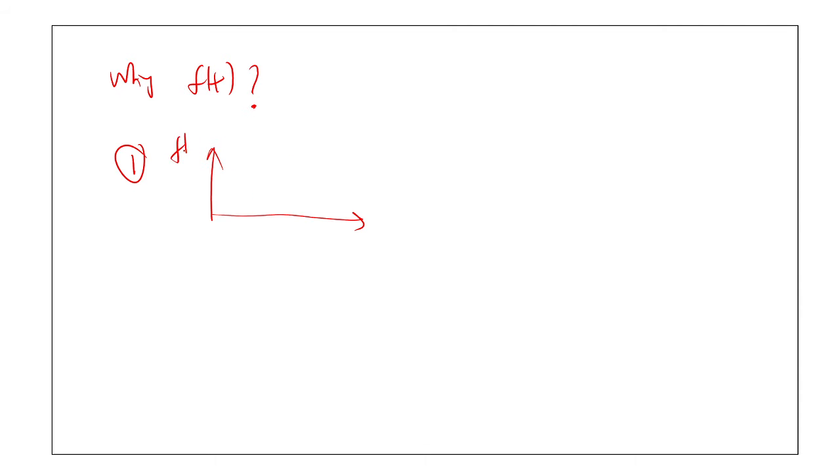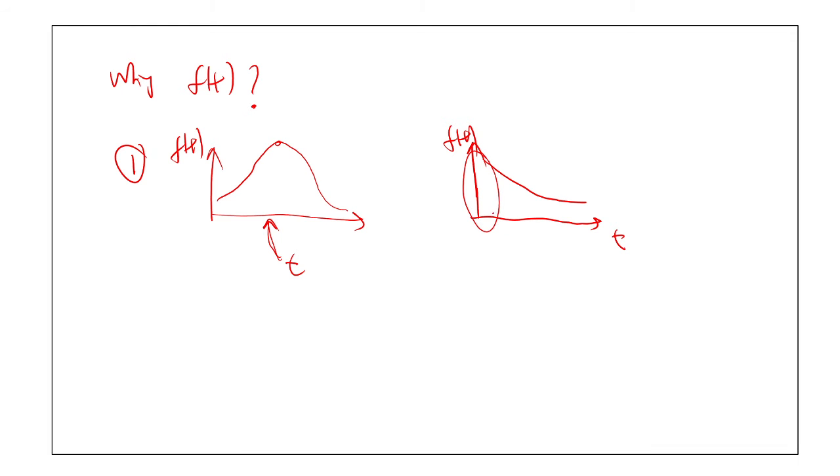Let's say if the PDF is a normal distribution, then that will tell us that at this moment of time is when most of the failures occur. Or if it's an exponential distribution, then at the beginning of the usage of the item or the component, that's when the failures are concentrated. So that's reason number one why we need the PDF.